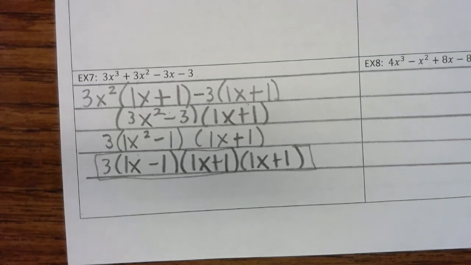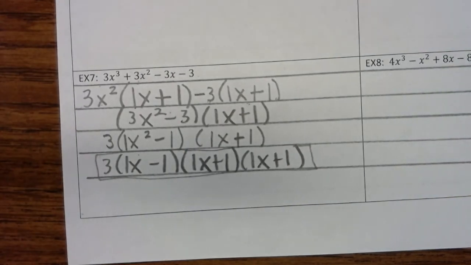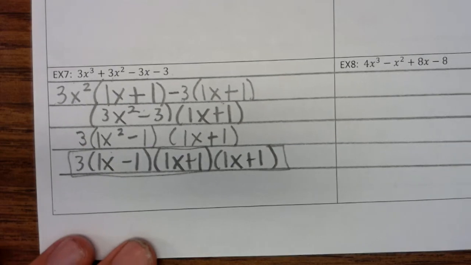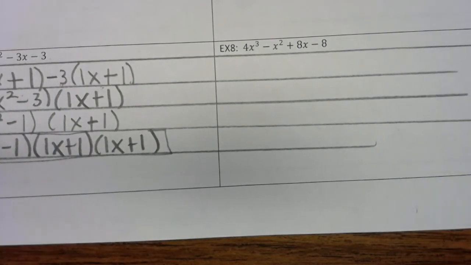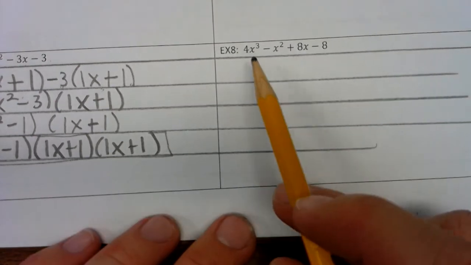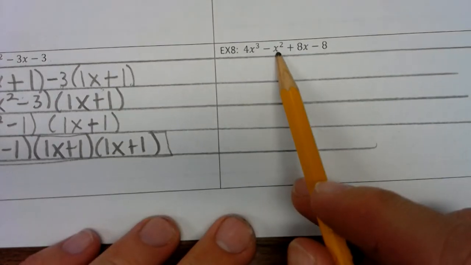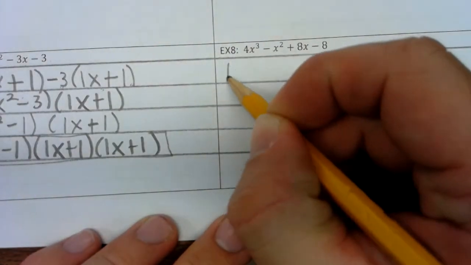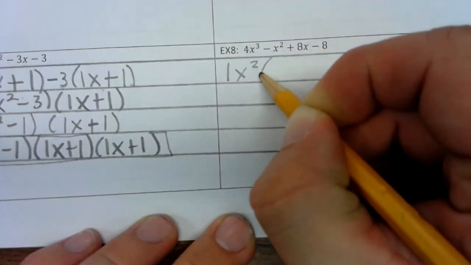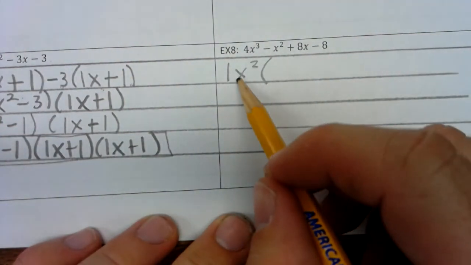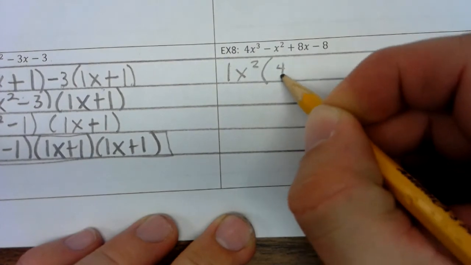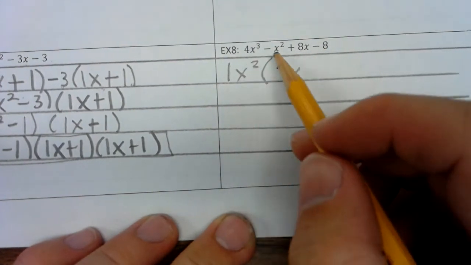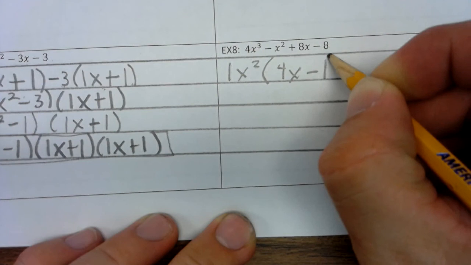All right, last example. Let's look at example 8. We want to group terms. They're grouped. Factor the greatest monomial. It looks like here, the greatest we can factor out is a positive 1x squared. So then 1x squared times 4x gives us 4x cubed. And then 1x squared times a negative 1 gives us negative 1x squared.